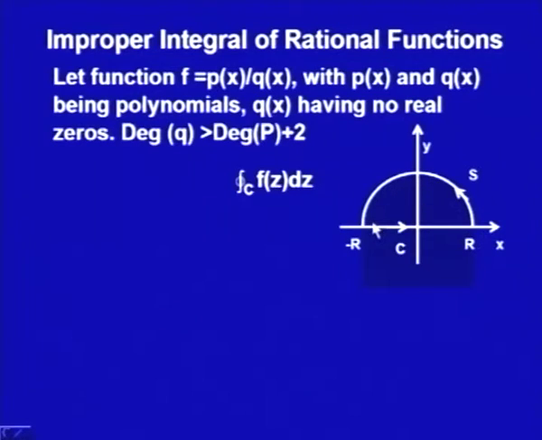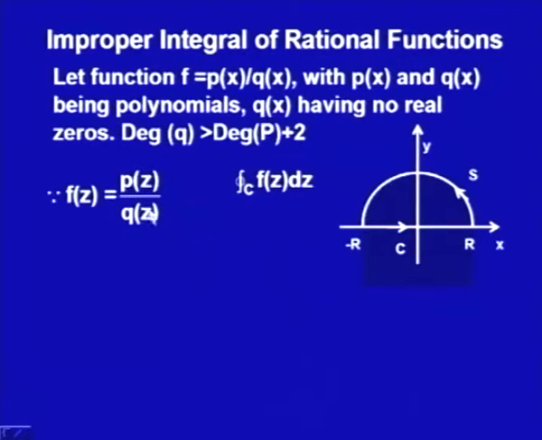Since we had assumed that f is of the form p(x) upon q(x) and q(x) has no real zero, when I make the corresponding complex function f(z), it would be of the form p(z) upon q(z). Since q(x) does not have any real zero, q(z) would have its zeros complex. That means the isolated singularities of the function f(z) would not be on the real line; they would be either in the upper plane or on the lower plane.